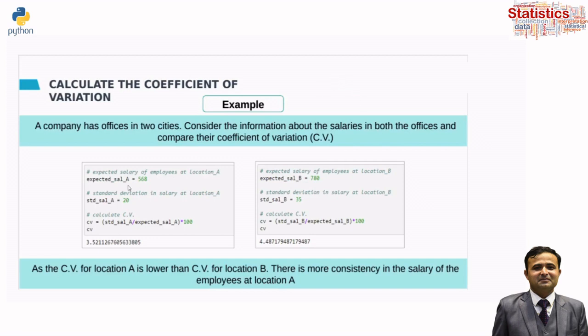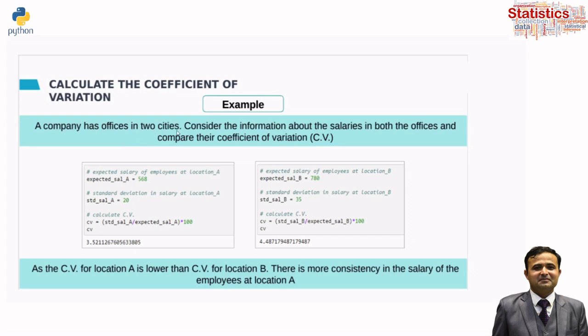If we have the expected salary of employees at a location of 568, and the standard deviation of the salary at the location is 20, that is the difference. Now the expected salary and the standard deviation: the standard deviation divided by the expected salary, multiplied by 100. So you can see 3%.